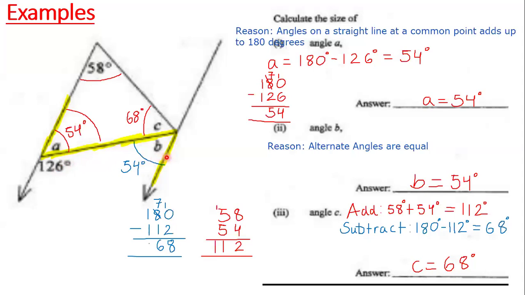We're going to use what we call co-interior angles. If you notice that this is a C shape, this also is like a C shape. So we could also use that idea to find B. B is just 180 minus 126, and that'll give you 54, because co-interior angles add up to 180 degrees. So that's another way you could find 54 too. Okay. That is another way.